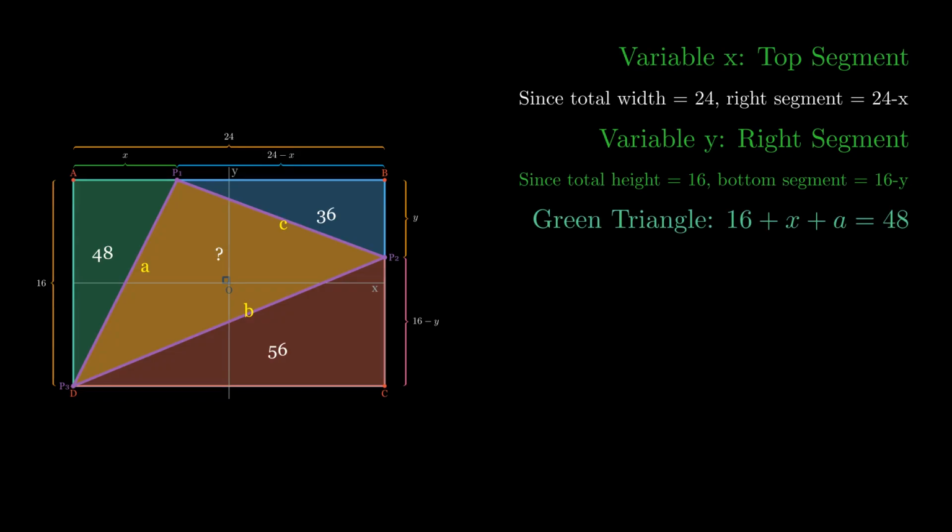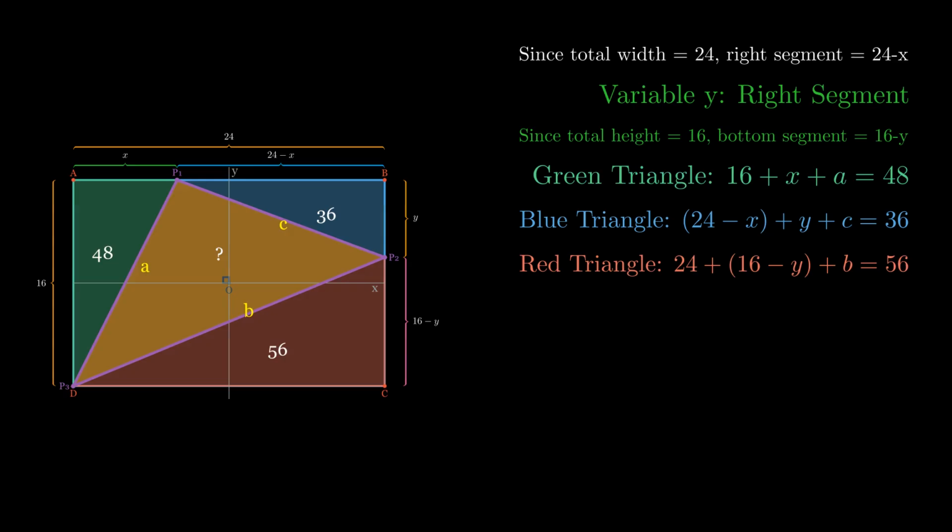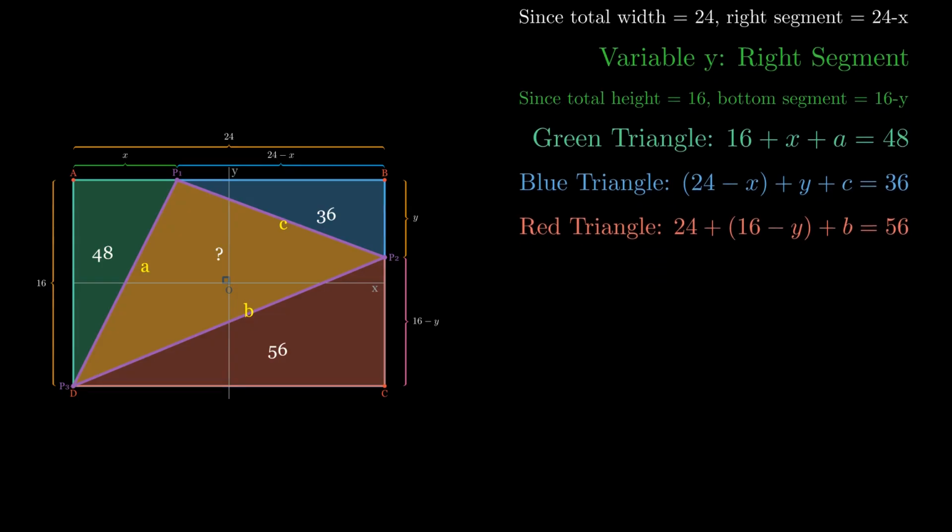The green triangle's perimeter equals 16 plus x plus a, which equals 48 units. The blue triangle's perimeter is 24 minus x plus y plus c, which equals 36 units. The red triangle's perimeter is 24 plus 16 minus y plus b, which equals 56 units.